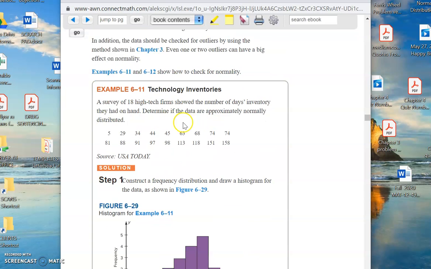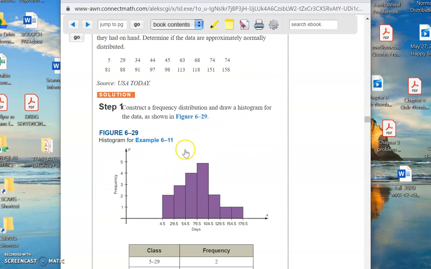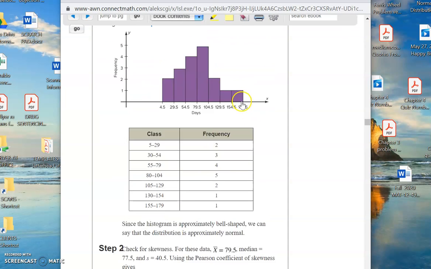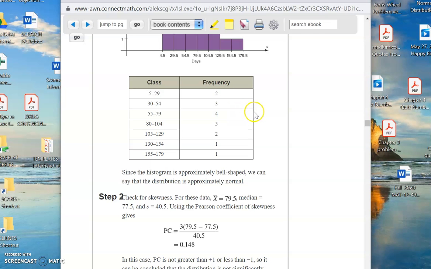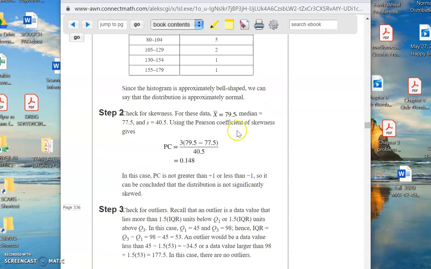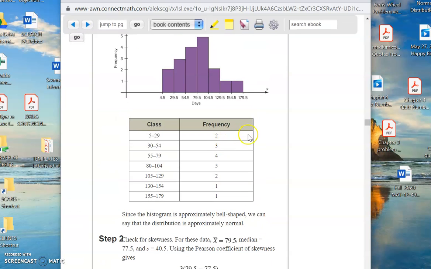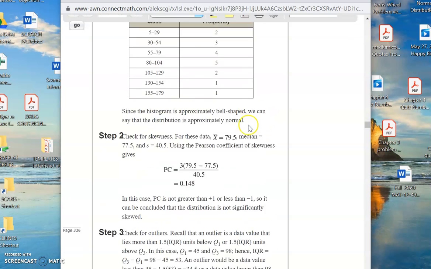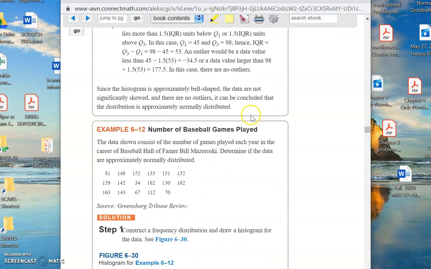Example 6-11. You do the frequency distribution and draw a histogram. It looks pretty normal. It's approximately bell-shaped. We can also test for skewness, but whether a skewness of more than +1 still allows you to use the normal distribution, I don't believe is clear. He doesn't explicitly say one way or the other.